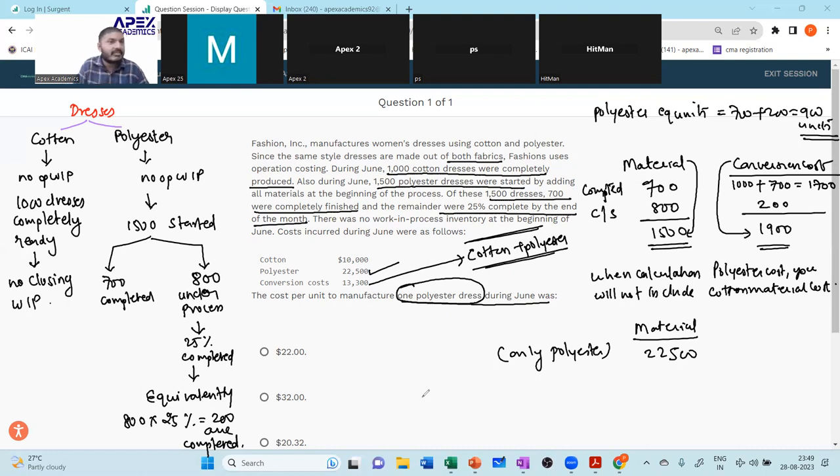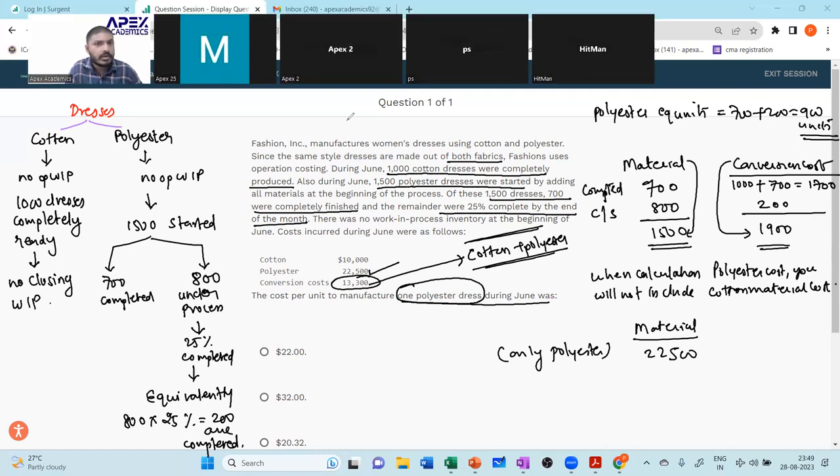Do you understand this? Everybody who's giving me the answer is 32. Do you understand that the conversion cost is cotton plus polyester? Give me a yes or a no. Do you guys understand that? Yes, sir. Yes. That conversion cost is both cotton and polyester. It is not only cotton, it is not only polyester.